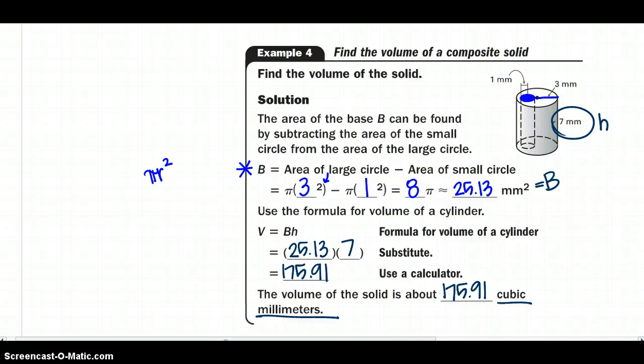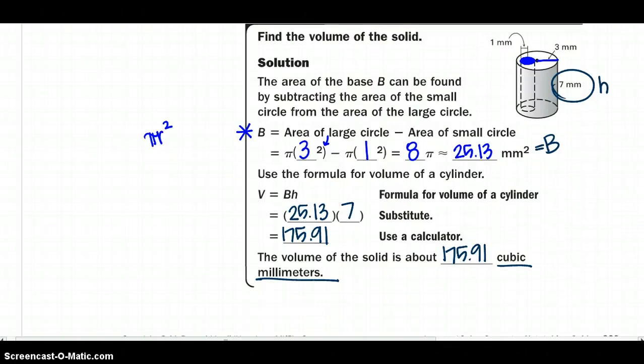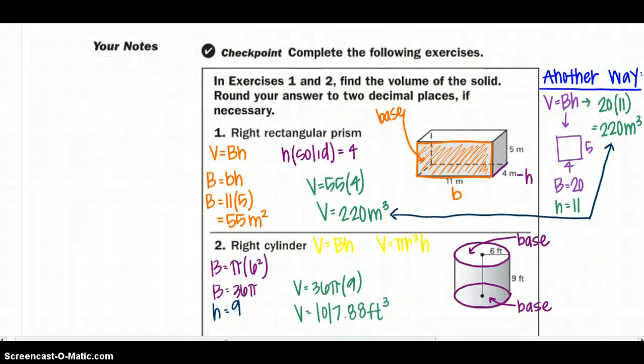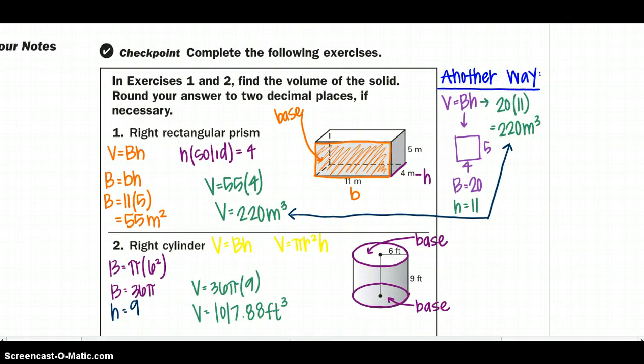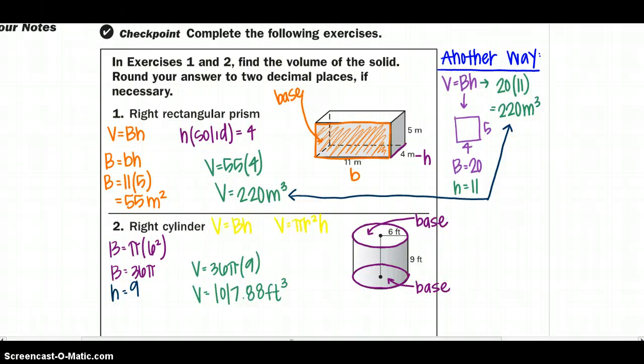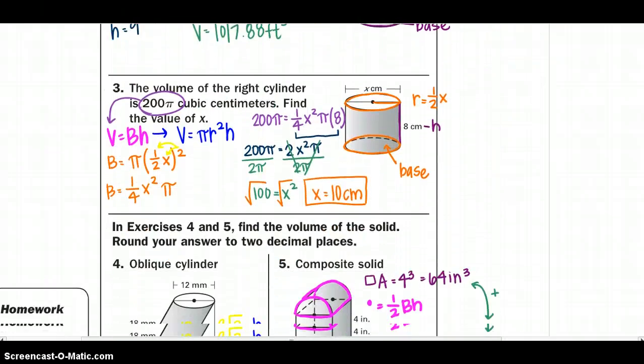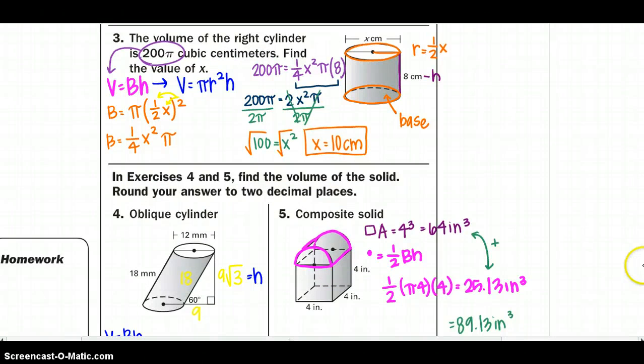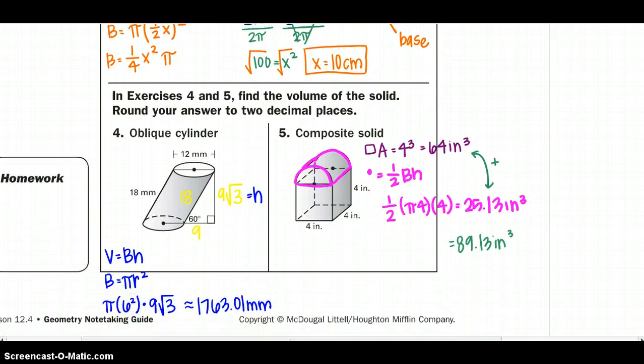You can go ahead and pause it, flip it over, and do your checkpoints. If you have any questions, make sure you go ahead and ask when you return, but go back and look through those examples if you get stuck on some of your checkpoints. And make sure you complete all the information that you need to. Here is 1 and 2. And make sure all of your work is shown so you get full credit. And then here is the rest of 3 and 4 and 5.